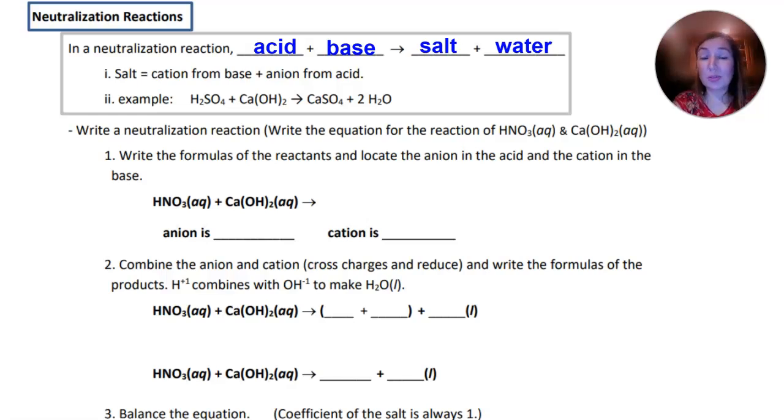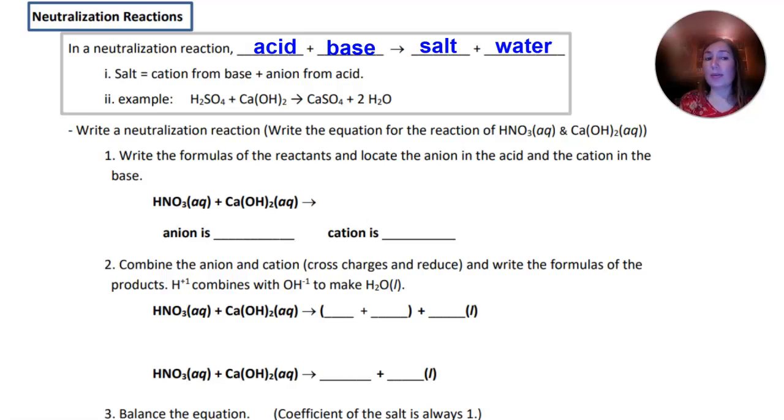But salt in chemistry terms means a cation from a base and an anion from an acid getting together. It's just a cation and an anion. So it can be not just sodium chloride, but magnesium bromide or calcium fluoride. These are all examples of salts.